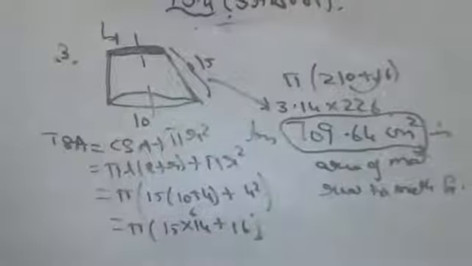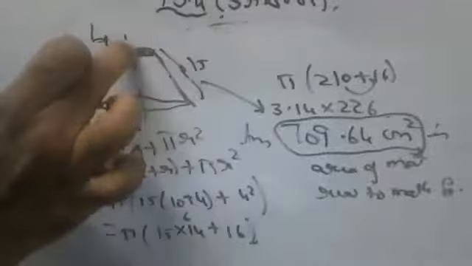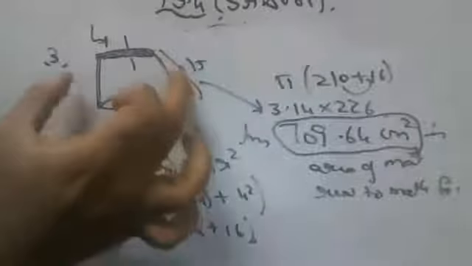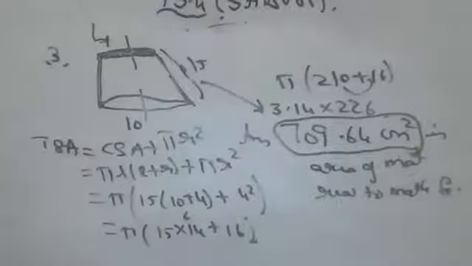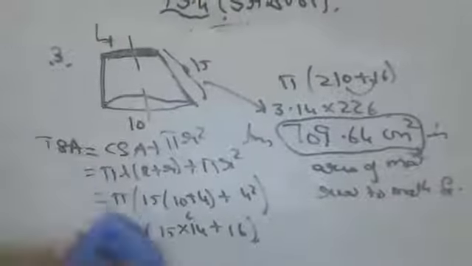Okay, so TSA here. Here TSA means this plus this. Only this means CSA. This plus this will become TSA. This plus this also becomes TSA. But only this means CSA. As you keep doing, you'll understand.